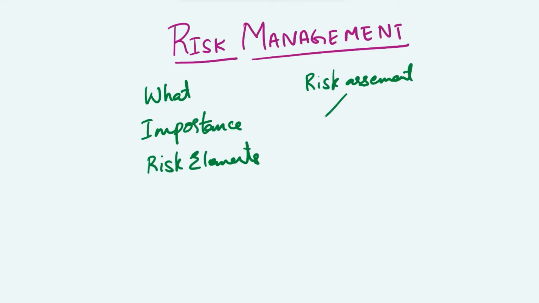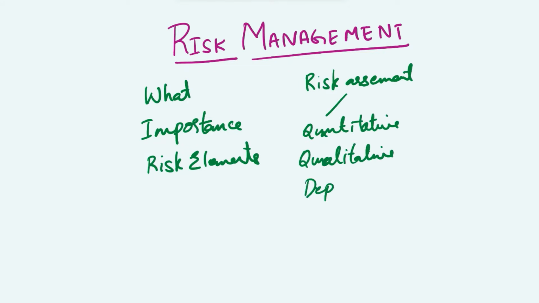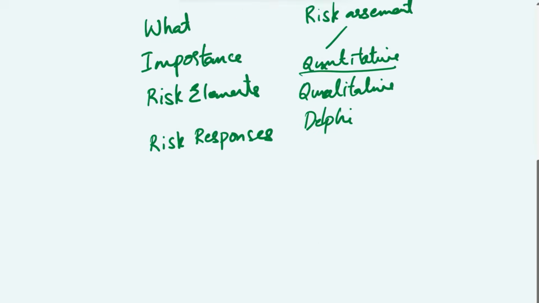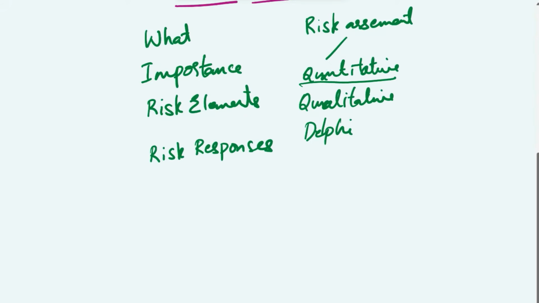What are the different types like quantitative, qualitative, and Delphi methodology? Quantitative risk assessment involves formula and we'll learn how that can be done to evaluate what is the risk. And then we'll learn about risk responses, different types of risk responses like if there is a risk, how do you respond to it? Do you reduce it or mitigate it? Do you transfer it, accept it, deter, avoid, reject, or ignore?